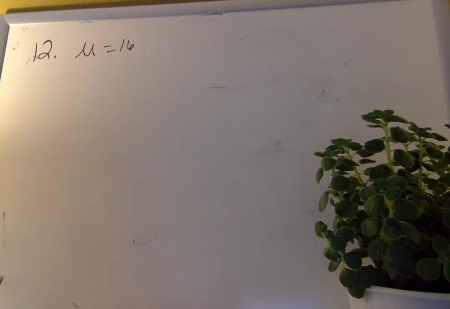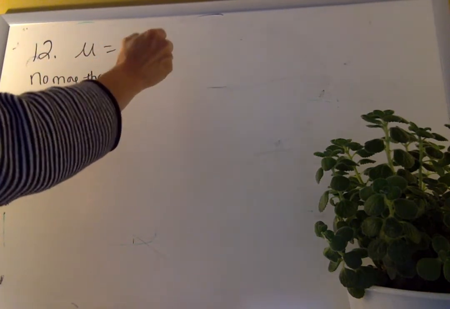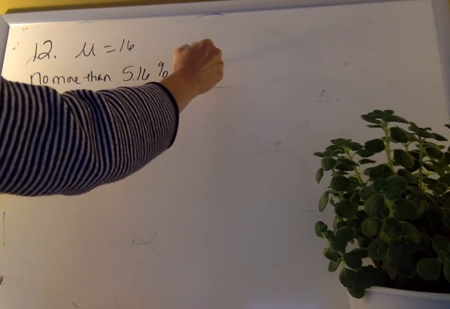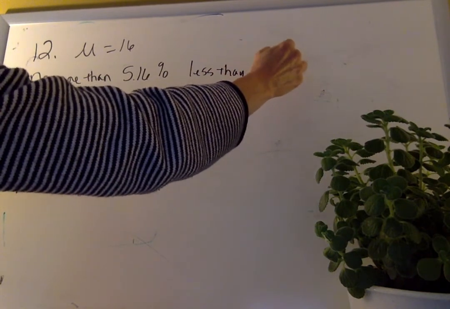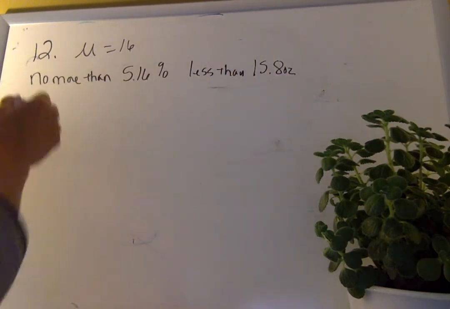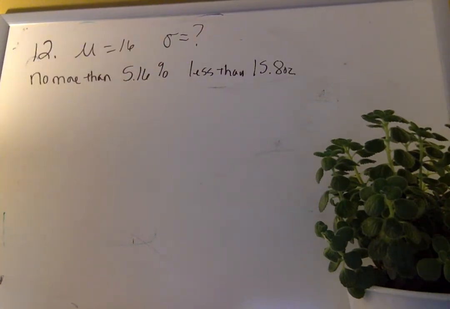A machine fills containers with mean weight 16. So let me just label what I got. If no more than 5.16% are to weigh less than 15.8... Wow, maybe I should just write that. No more than 5.16% are to weigh less than 15.8 ounces. Find the standard deviation. We've never been asked to find the standard deviation, right?